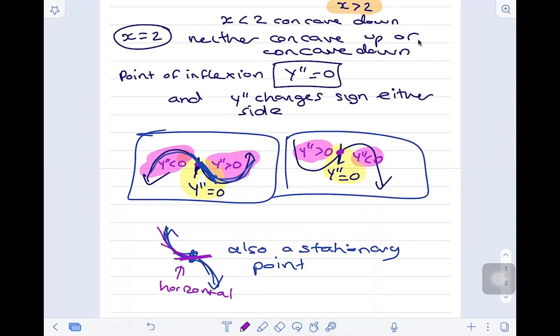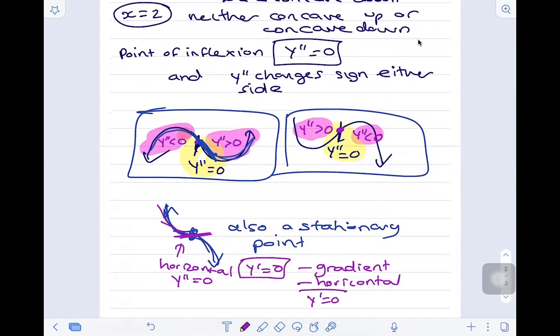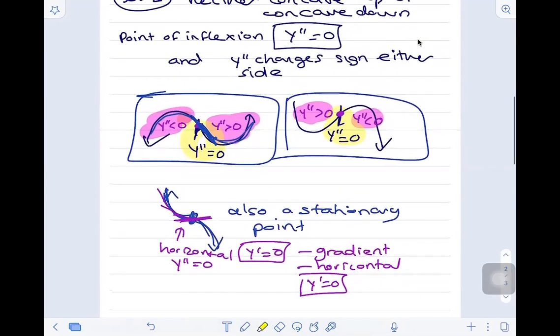And that's because at that point, not only is y double dash equal to 0, but y dash is equal to 0, because y dash represents the gradient. And the gradient there is horizontal. So because the gradient there is horizontal, y dash equals 0. So for this particular type of stat point, it could be concave up that way, so y double dash is greater than 0, concave down on the other side, so y double dash is less than 0, and y double dash equals 0. But the additional thing with this point is that y dash equals 0 at that point. It is also a stationary point.